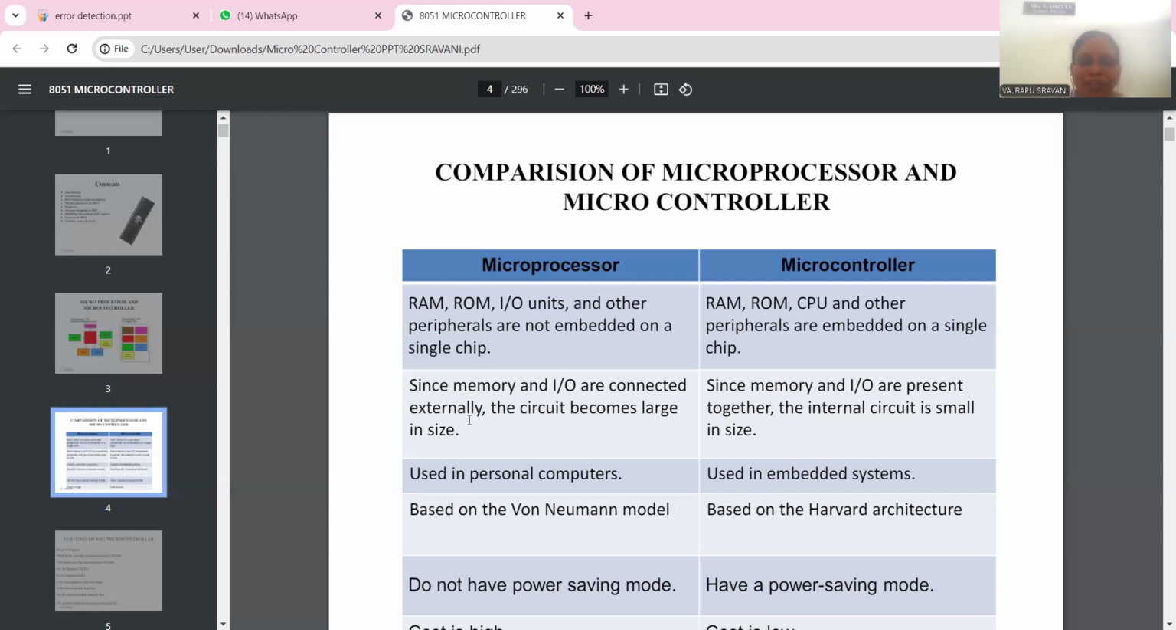Microprocessors are usually used in personal computers. Microcontrollers are used in embedded systems, for example TV remotes, AC remotes, washing machines, as well as microwave ovens. These are all examples of microcontrollers.